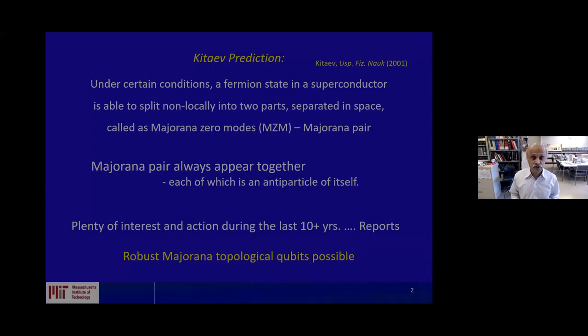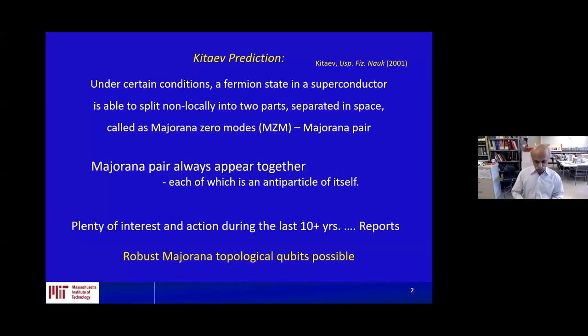Okay, so we know this whole meeting is on Majorana. I don't want to go into all this introduction, which we know very well. Before it all started many years ago, several people were involved, and in particular, Kitaev's prediction that in a special superconductor the fermions split into two parts, well separated in space, and these are called Majorana zero modes. And there has been a lot of interest in this for the last many years, as you know.